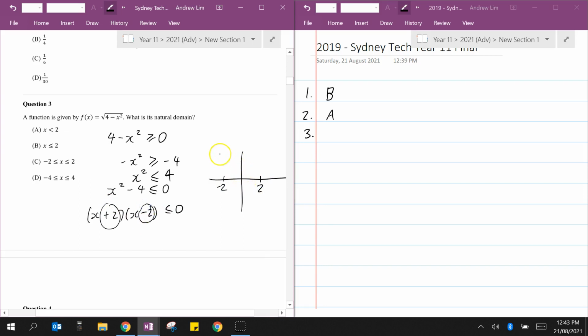So we have x squared. So it's going to be concave up. And because here it says it's less than or equal to, so it has to be underneath the x-axis. So it needs to be between minus 2 and 2. So the answer is C.